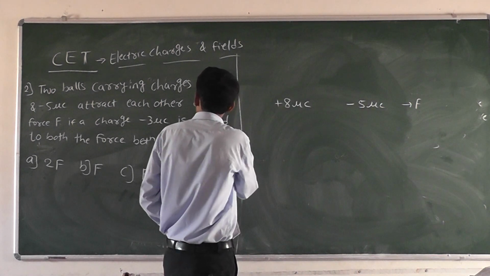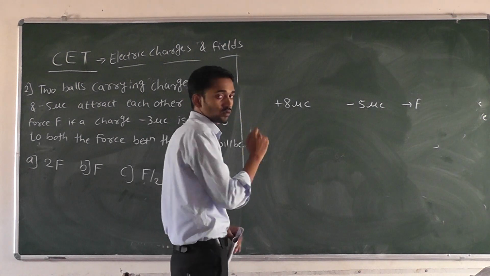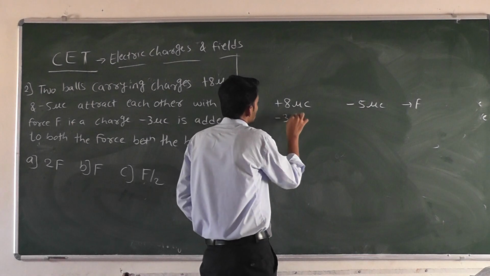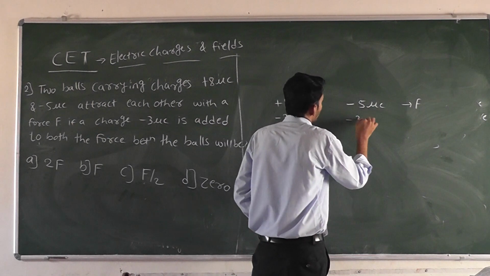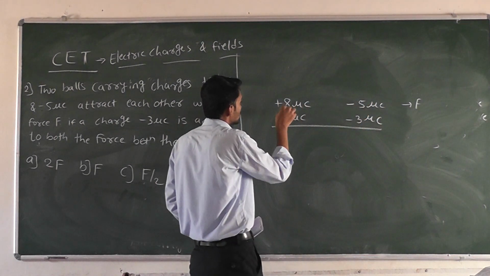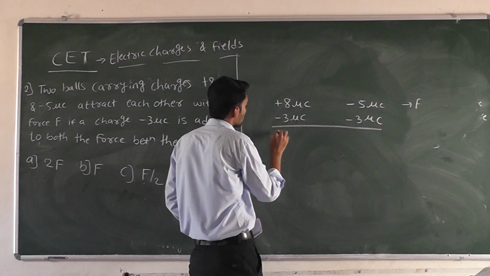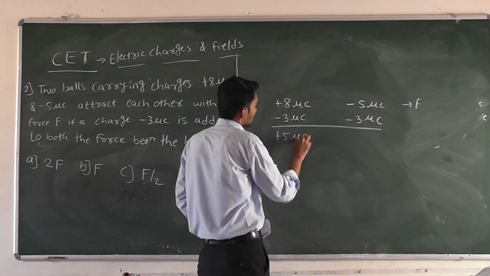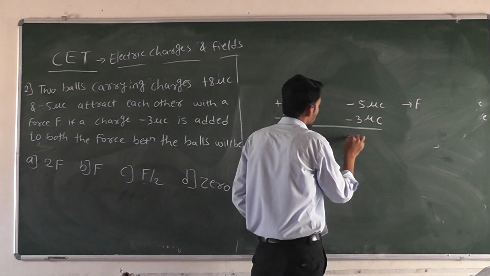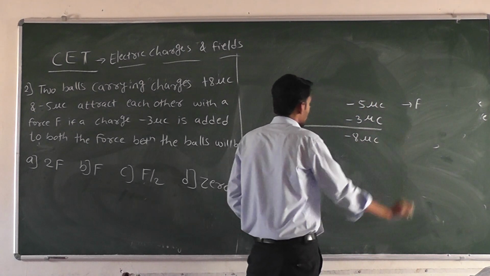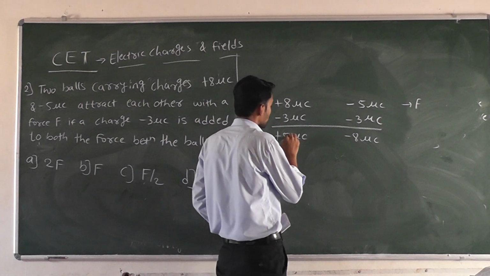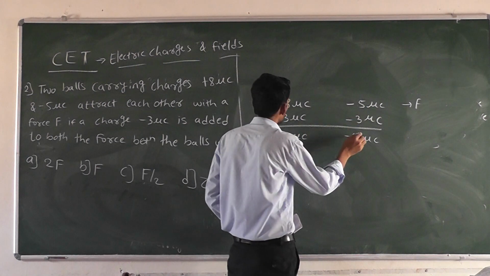Next, a charge of minus 3 microcoulomb is added, so we have to add the charge minus 3 microcoulomb to these two charges. Plus 8 microcoulomb and minus 3 microcoulomb, we will get plus 5 microcoulomb. Next, minus 5 microcoulomb and minus 3 microcoulomb, we will get minus 8 microcoulomb. So see here, the magnitudes remain the same: 5, 5, and 8, 8.